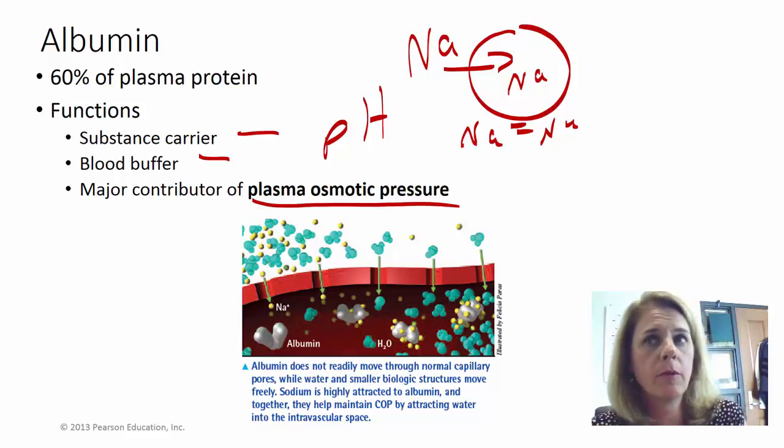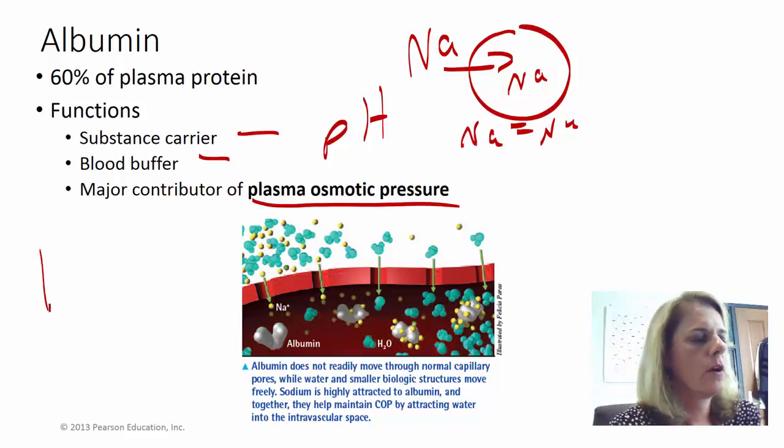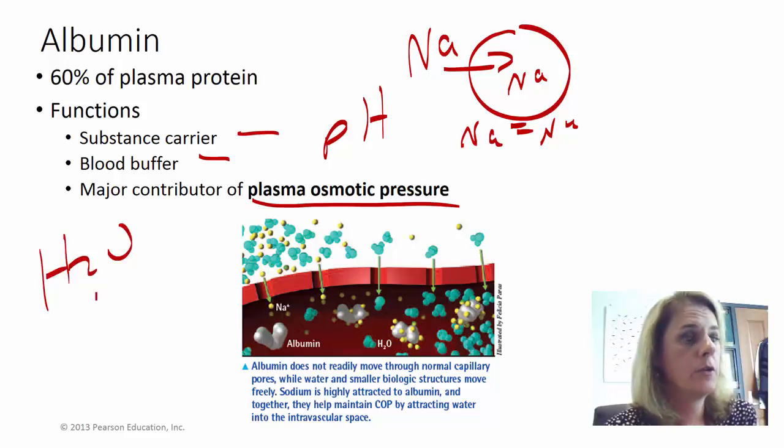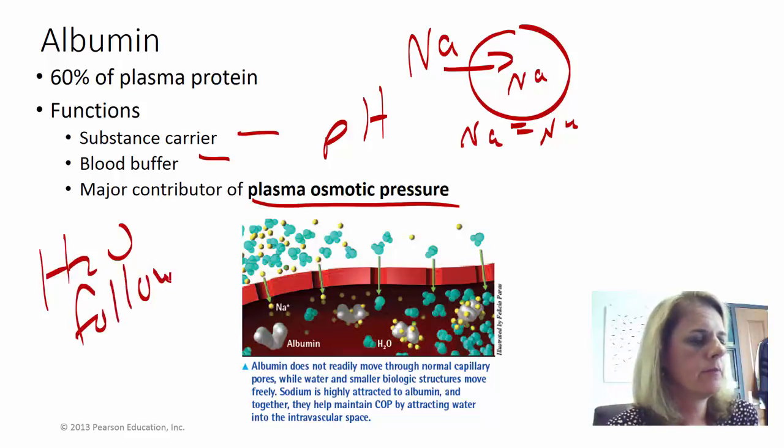But remember, our cells are selectively permeable. And so they're selectively permeable to a lot of things, including these ions and also water. So what was the one thing that you remember from 201, from your first A&P? Water and sodium, what's the relationship there? Water follows sodium. Okay, so water follows sodium.